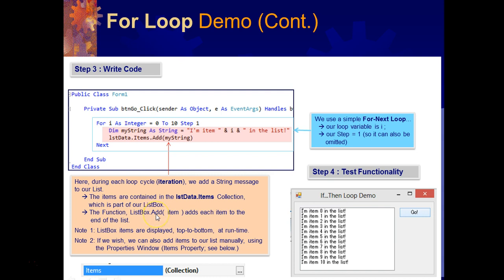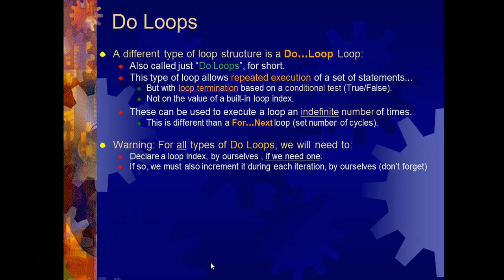Function ListBox.Items.Add. This function Add adds each item to the end of the list. Note 1, the list box items are displayed top to bottom at runtime, so they're displayed when you run it. And 2, if we wish, we can also add items to our list manually using the Properties window, Items property, see below. You can't see below, but okay.